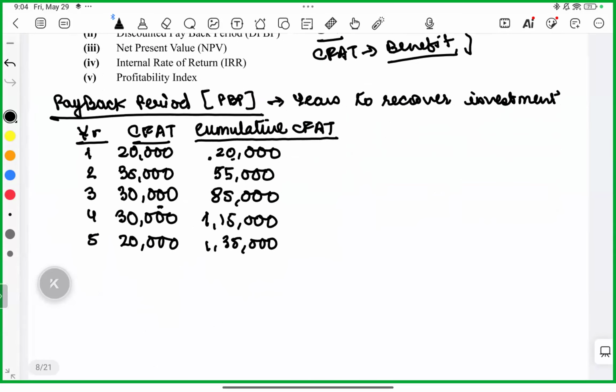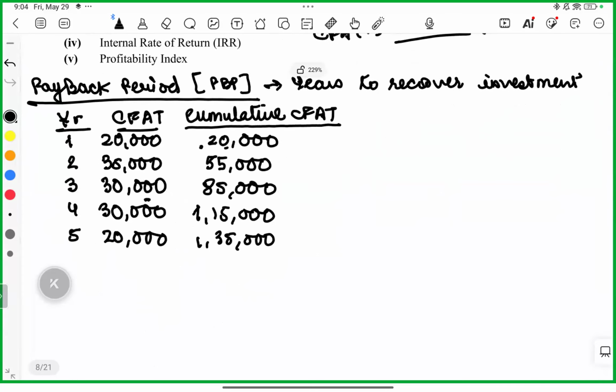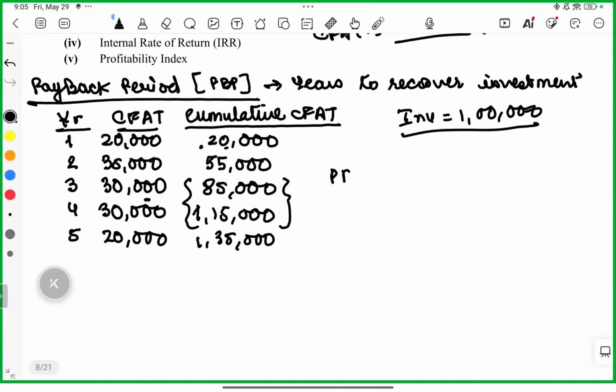Okay, now we have found out the cumulative cash flow. Remember your investment is 1 lakh. It is given in the question. Now see where your investment of 1 lakh rupees lies in the cumulative values. It lies somewhere between year 3 and 4. So how much time will it take to recover the investment? It will take at least 3 years. Payback period is equal to 3 years, because in 3 years you will get 85,000. Still you have not recovered 1 lakh.